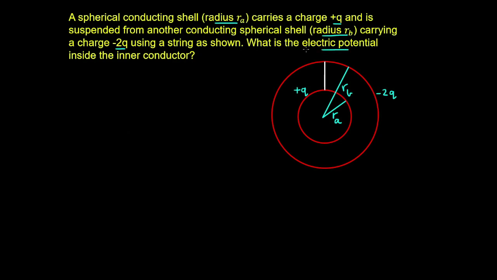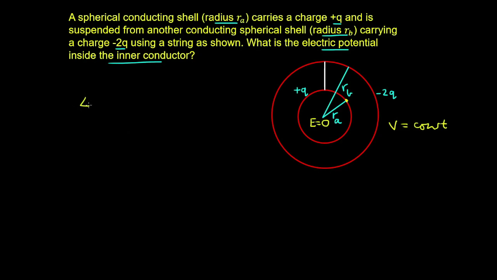Now what is the electric potential inside the inner conductor? Well, we know that the electric field inside a conductor is 0 if there's no charge inside that conductor. So therefore the electric potential is constant. So all we need to do is find the electric potential at the surface of the conductor, and we have the electric potential at any point inside the conductor.